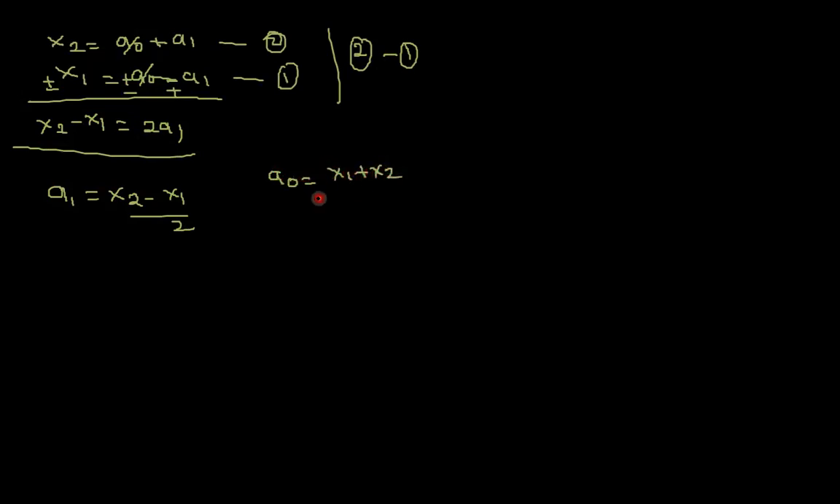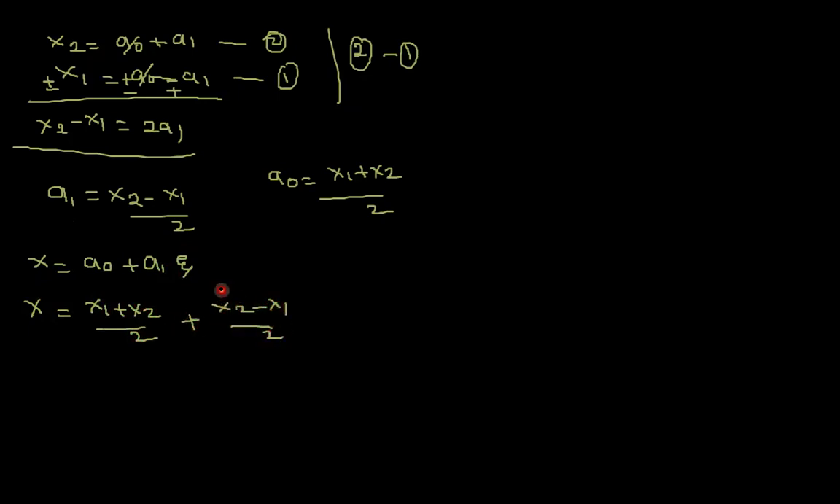Now I would like to substitute these in the interpolation function. I have assumed the interpolation function x is equal to a0 plus a1 times zeta. If I substitute both constants in the assumed interpolation function, x is equal to x1 plus x2 by 2, plus x2 minus x1 by 2 times zeta. So this would be the equation.